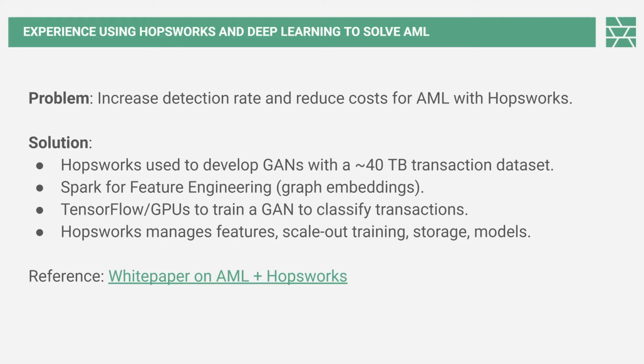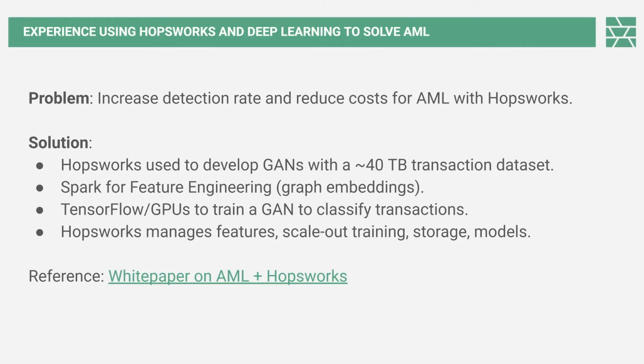But before that, I'm just going to move on to talk about why we as a company, Logical Clocks, build a horizontal platform for deep learning, machine learning, and the feature store. Why are we talking about anti-money laundering? Well, we have experience in this space. We've worked with a customer to develop GANs, generative adversarial networks, to train models with 40 terabytes of transaction data. We've used Spark for feature engineering to compute these graph embeddings. That's a very important feature for money laundering. And we've also used TensorFlow and GPUs, many GPUs on our platform, to train these GANs to classify transactions as money laundering or not money laundering.